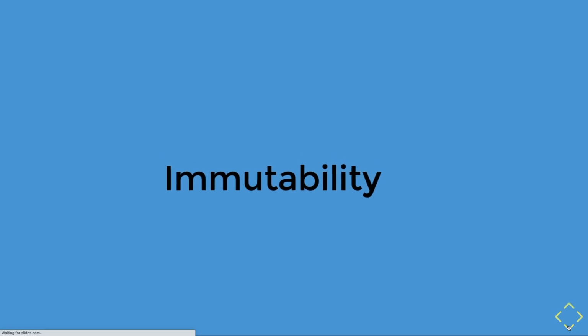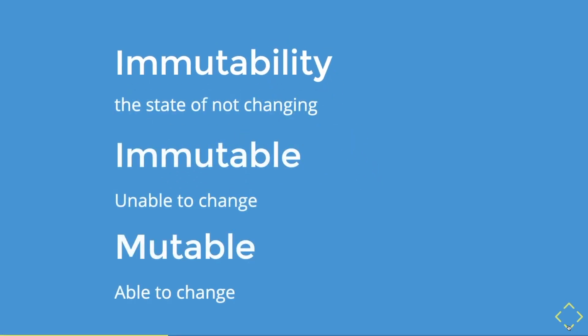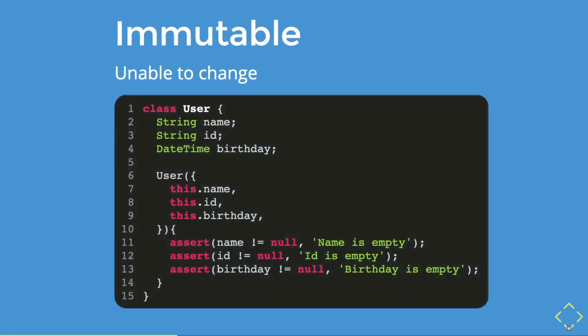immutability. Immutability means the state of not changing. You might have heard the word immutable, which has the same definition, something that is unable to change. And you might also have heard the word mutable, which is the opposite, meaning able to change. Now in our current class, we have a name that can be changed, or is mutable. Therefore, we want to make all of our user fields immutable. This is because we don't want any unexpected side effects.